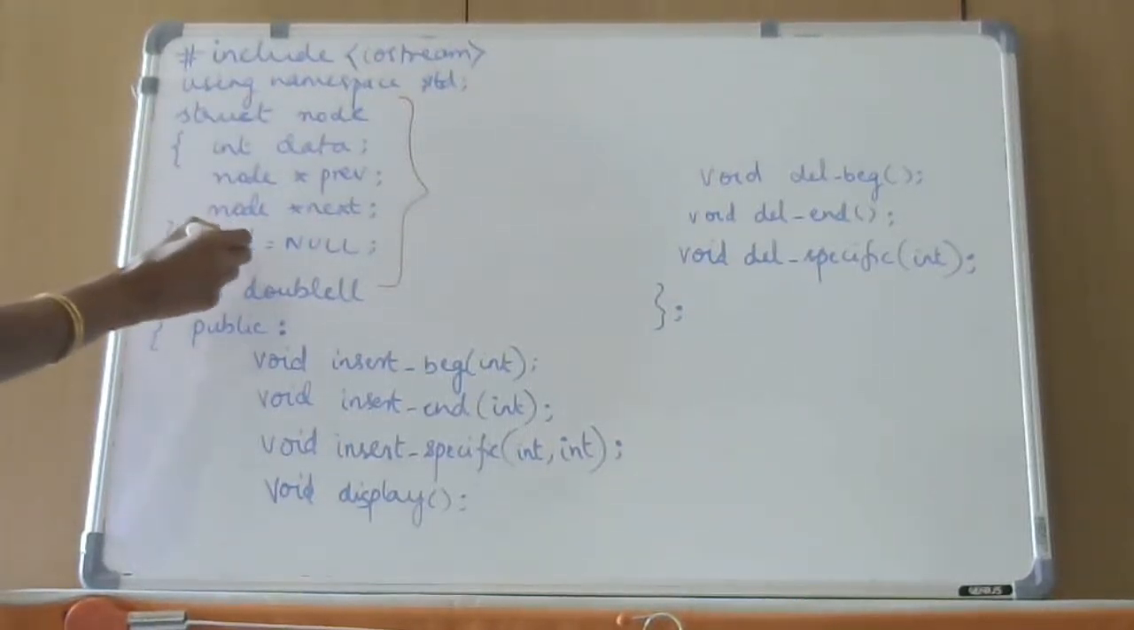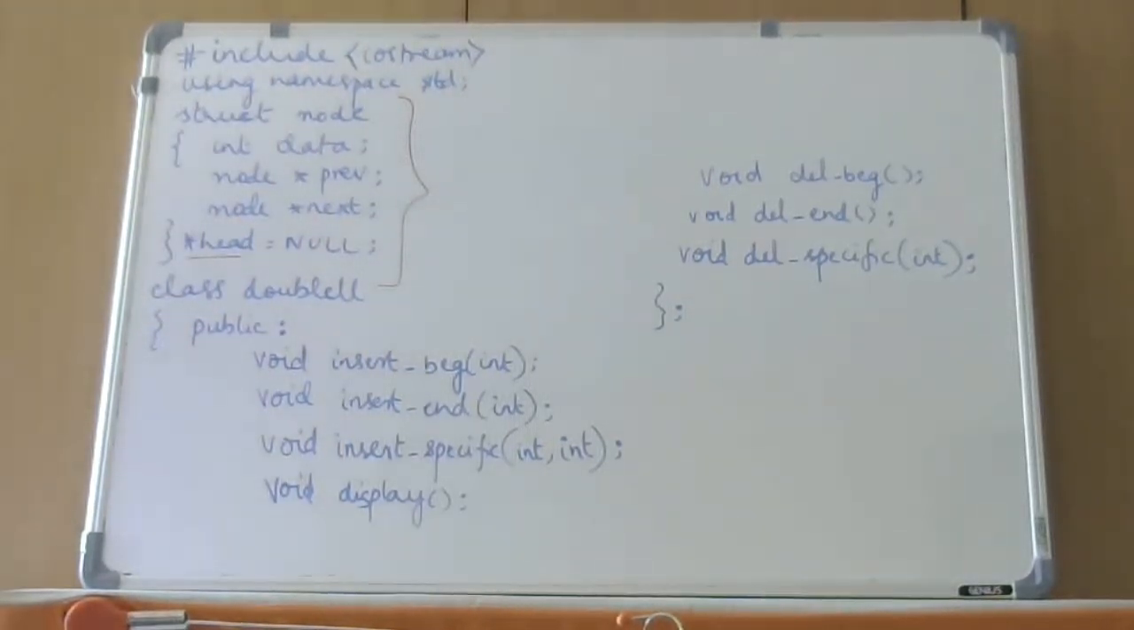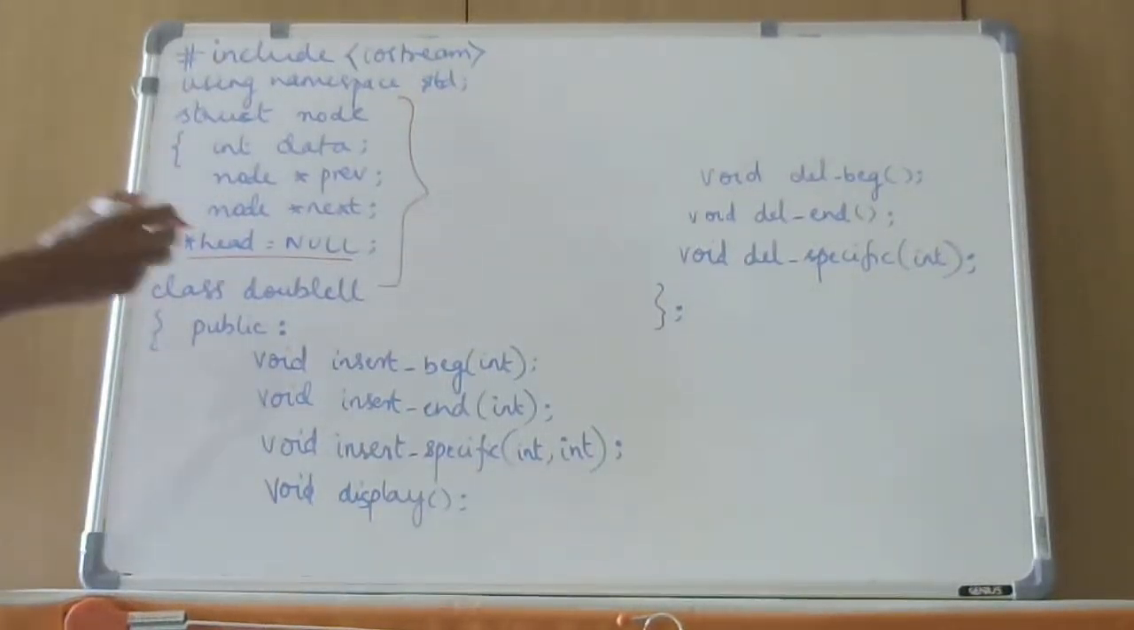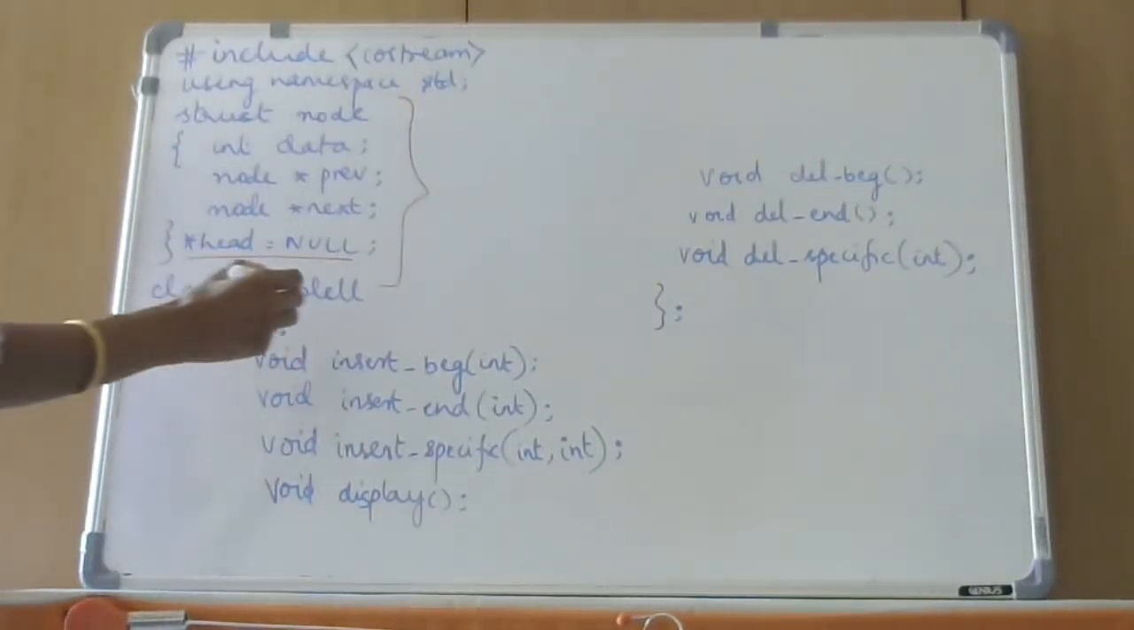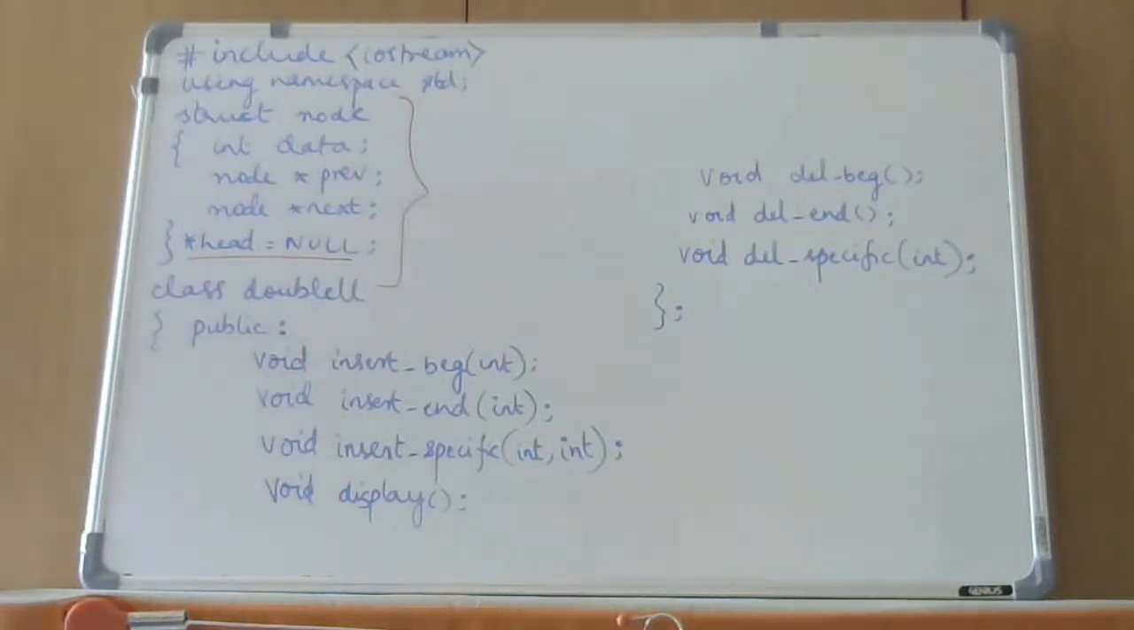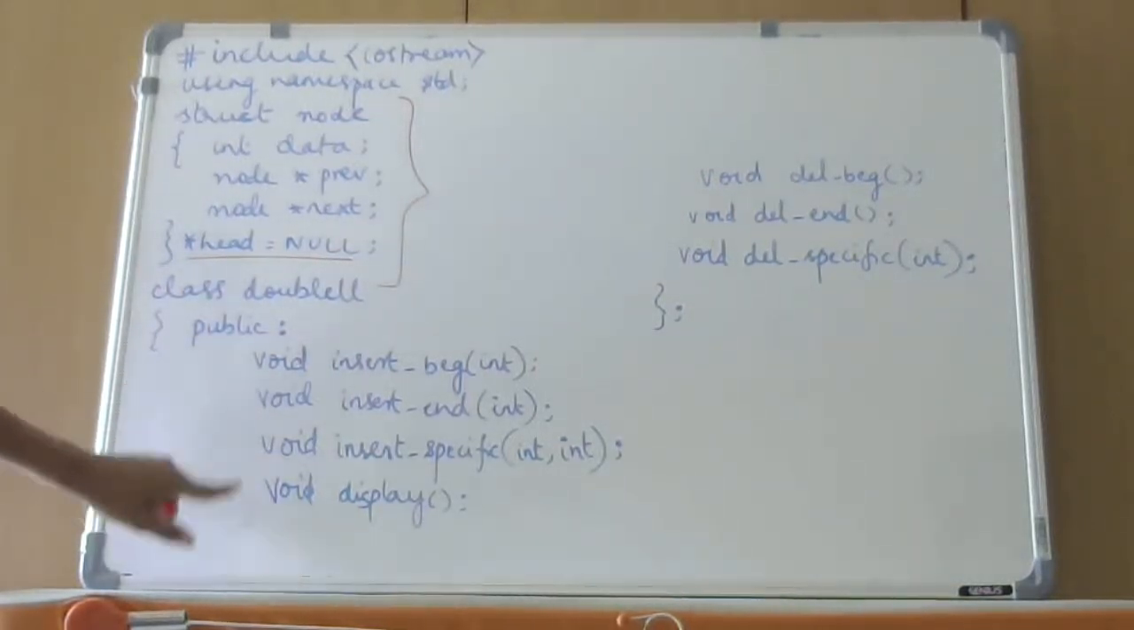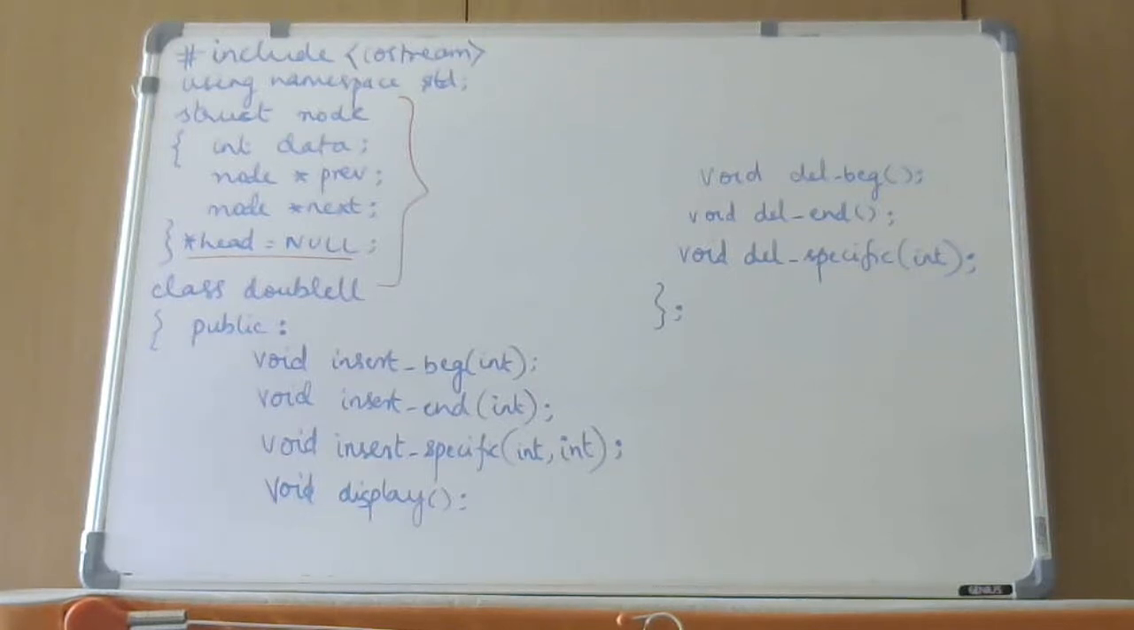Then I am also taking a head or start, or whatever you want to call it, pointer to hold the address of the first node. Initially I am initializing it to null. All these are the same except that you have an extra field here. Then I am declaring a class called double LL, which stands for double linked list, and defining all the functions I just told you, the important operations that we are going to do.